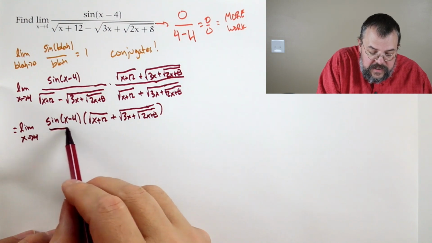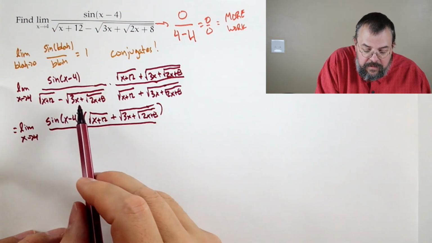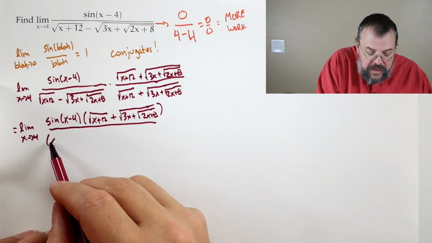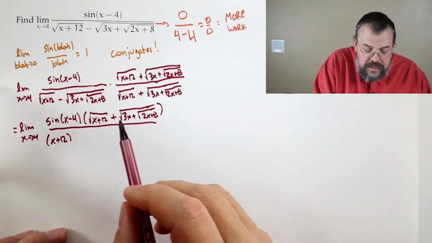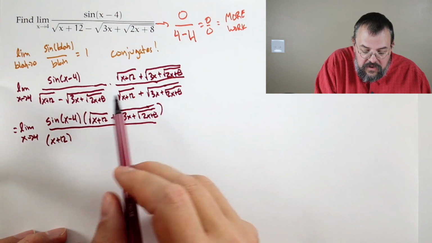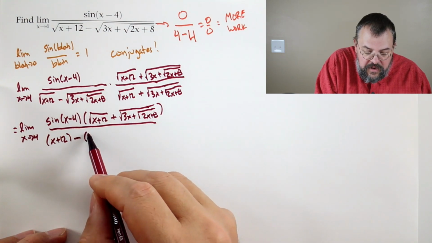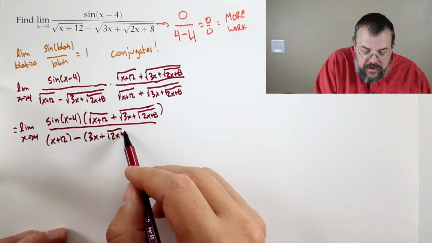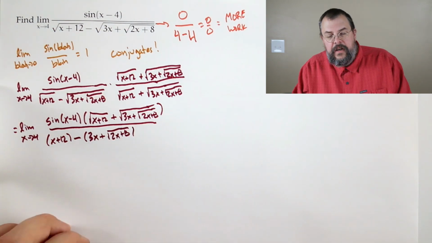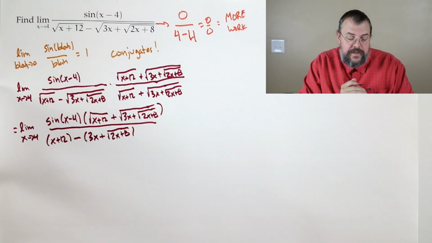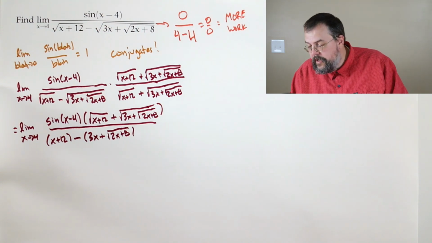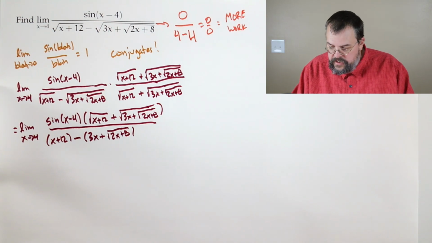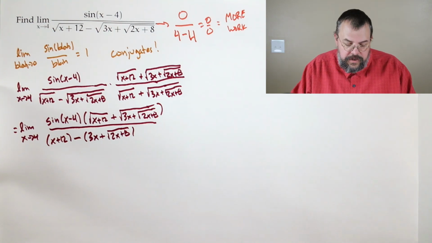Okay, downstairs. This is our a minus b, a plus b. So a squared is x plus 12, and then minus b squared. So minus, parenthesis, 3x plus the square root of 2x plus 8. All right, now let's work on the denominator for just a second here. So we're going to switch colors so we can keep track of what we're doing.